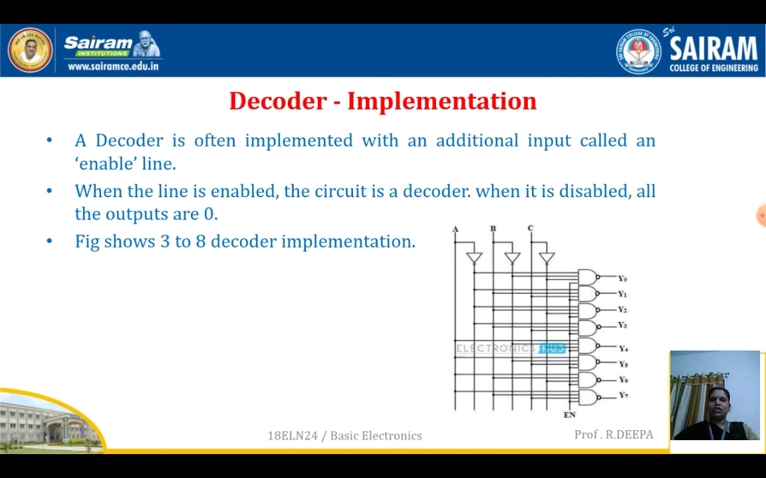A decoder is often implemented with an additional input such as an enable line, as I told. When the enable line is enabled, that is, if it is 1, only then will the circuit perform the function of a decoder. Otherwise, all the outputs will become 0. The figure I have shown is the logical circuit of a 3:8 decoder.